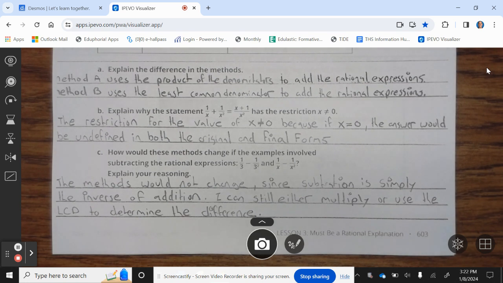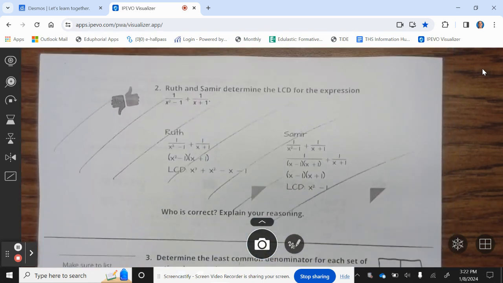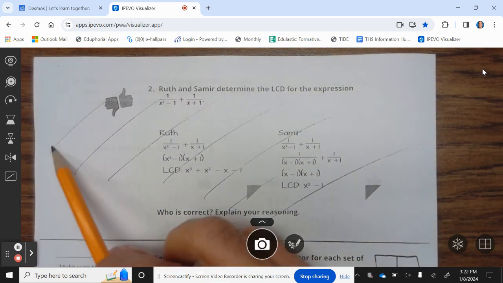C, how would these methods change if the examples involve subtracting the rational expressions 1 divided by x minus 1 divided by x squared? Explain your reasoning. The methods would not change since subtraction is simply an inverse of addition. I can still either multiply or use the LCD to determine the difference. All right, let's take a look at the next page. All right, go ahead and mark this out.